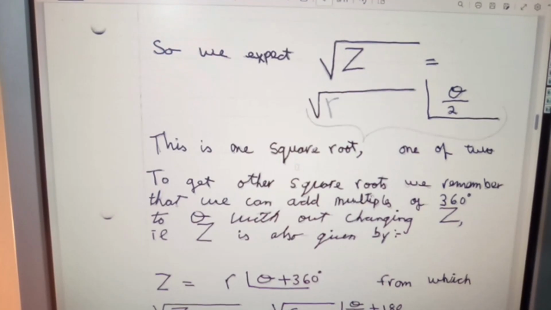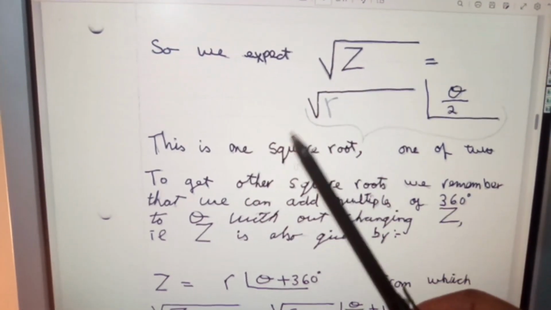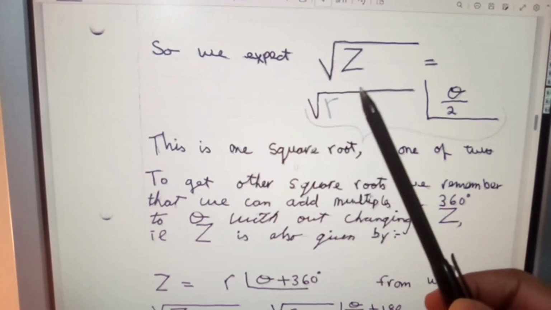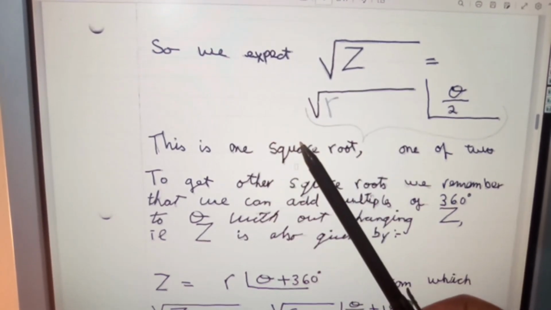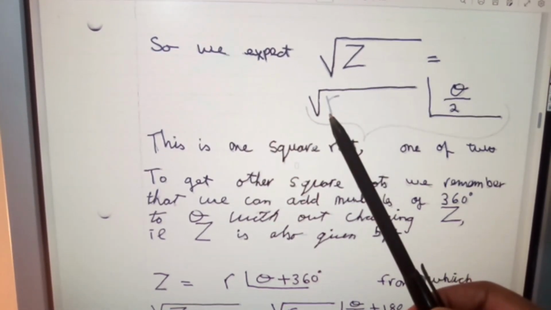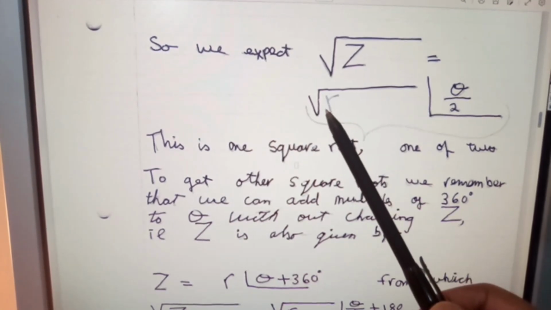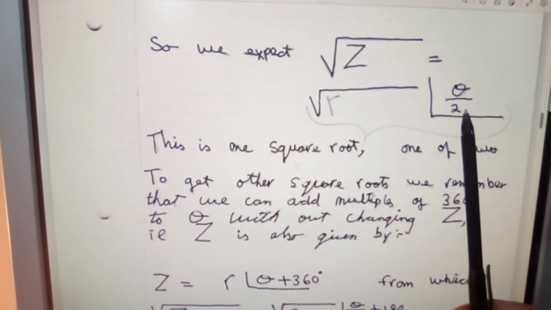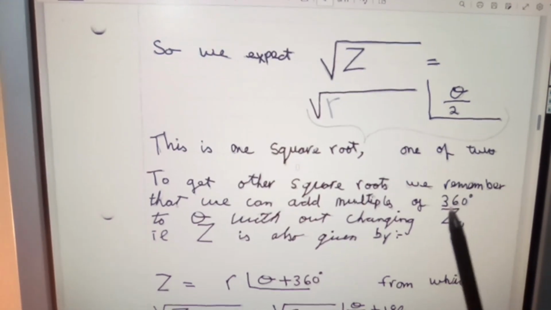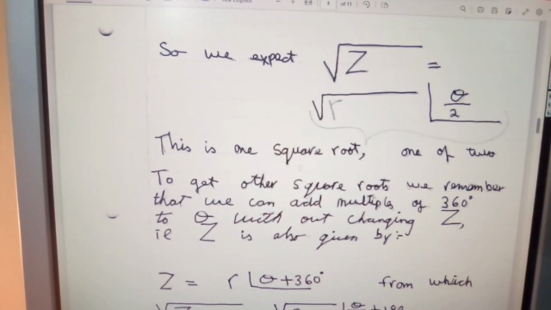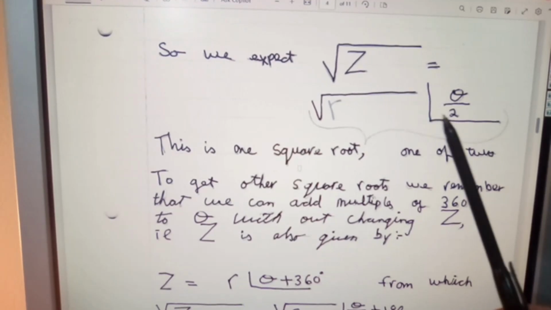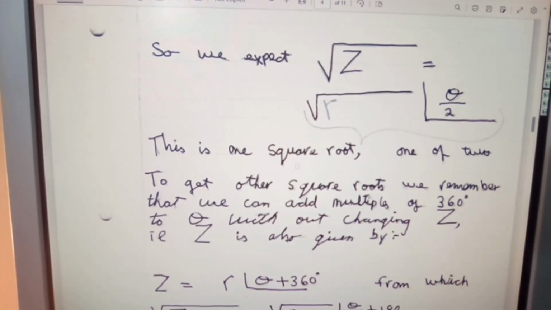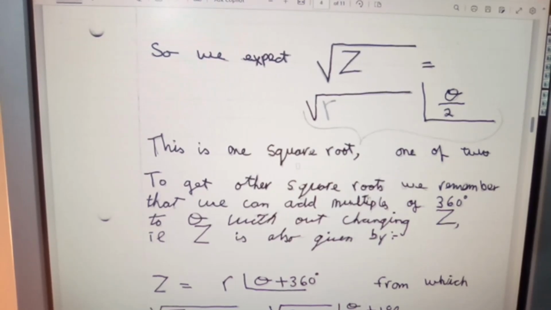Okay, so we expect z equals r square root of theta over 2. Okay, and well, I would refer to this as polar Cartesian form. Okay, this is 1 square root 1 of 2.